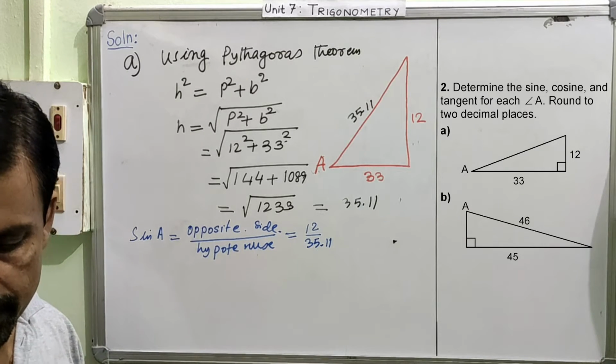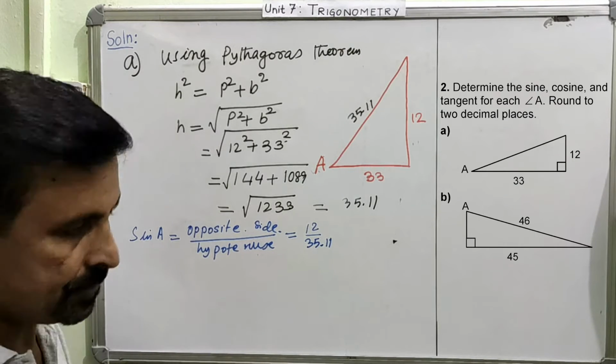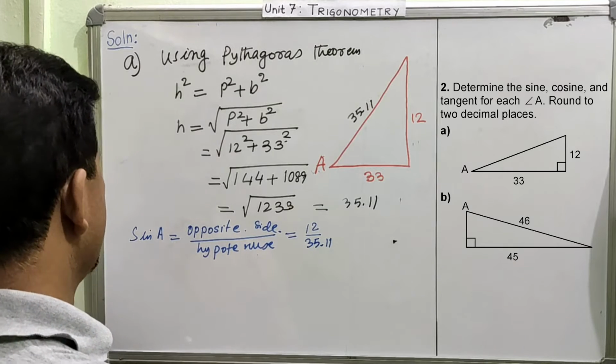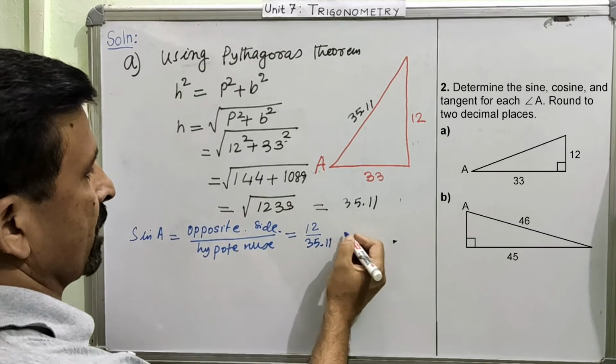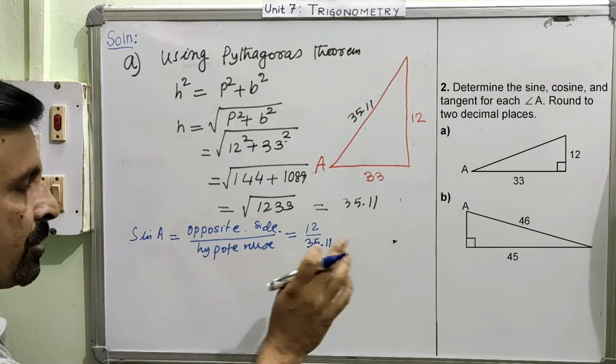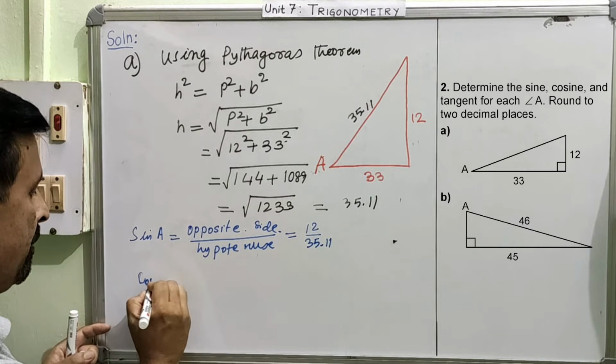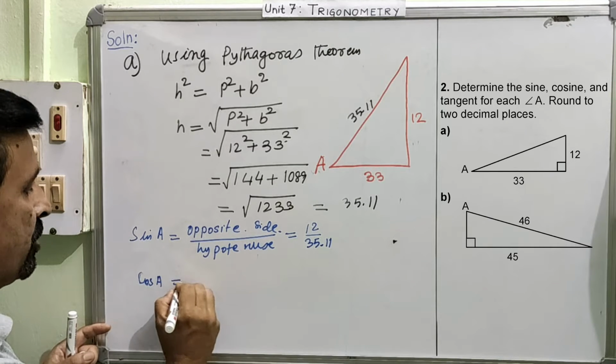35.11. Am I very clear? Now, if you want, you can calculate the value of this in decimal also. That I am not going to do. Cos of A is equal to this.